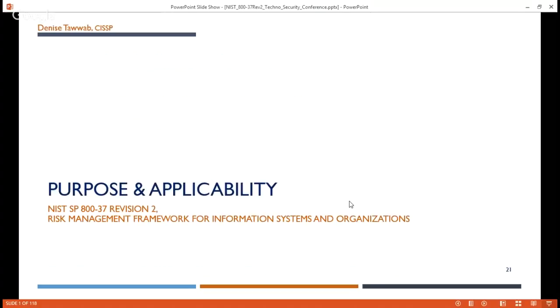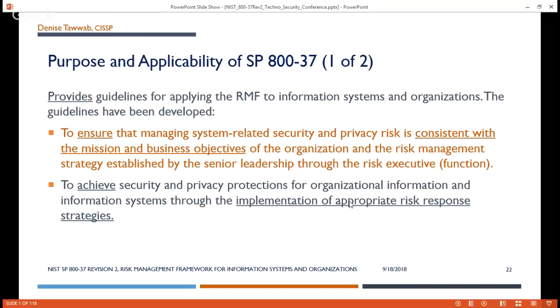Okay, next up, we're going to talk about the purpose and applicability of 837. It provides guidelines for applying the risk management framework to information systems and organizations. The guidelines have been developed to ensure that managing system-related security and privacy risk is consistent with what's happening at the mission and business process level of your organization.